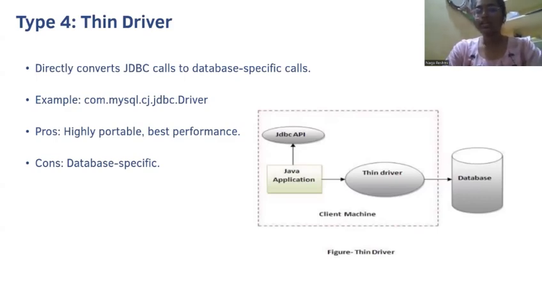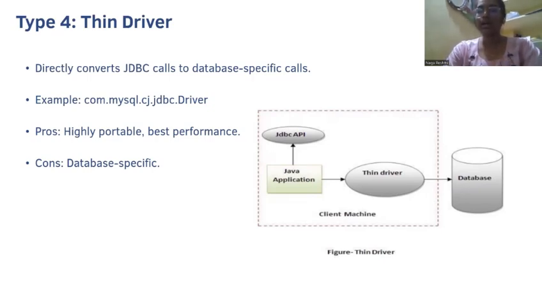And the Type 4 is the thin driver, which we mostly use. It directly converts JDBC calls to database-specific calls. So that's why we mostly use the thin driver for connecting the JDBC and the database. Example usage is given here: com.mysql.cj.jdbc.Driver. And the pros of this thin driver are it is highly portable and it gives the best performance.